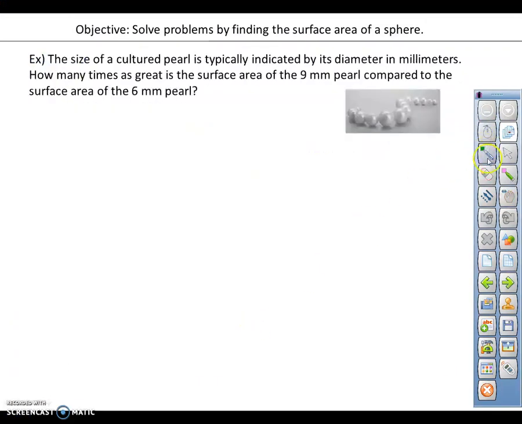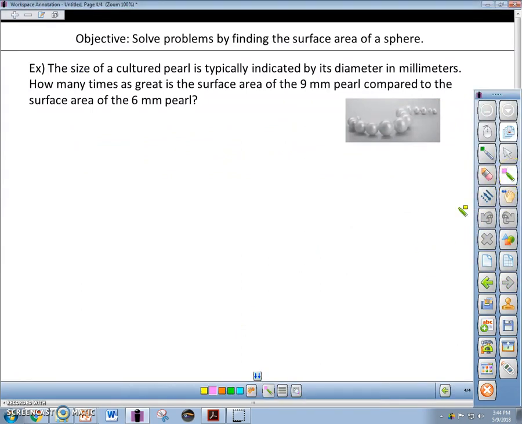And this next example. So in this next example, it says the size of a cultured pearl is typically indicated by its diameter in millimeters. This is important because it tells us how we interpret the description of a cultured pearl, that the millimeter amount represents the diameter of that pearl. The question here then says, how many times as great is the surface area of the 9 millimeter pearl compared to the surface area of the 6 millimeter pearl?